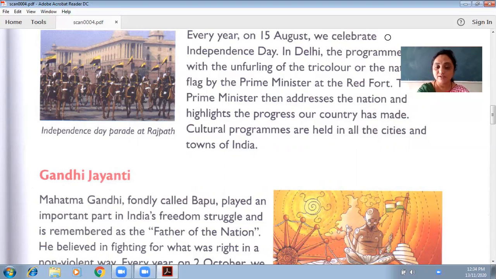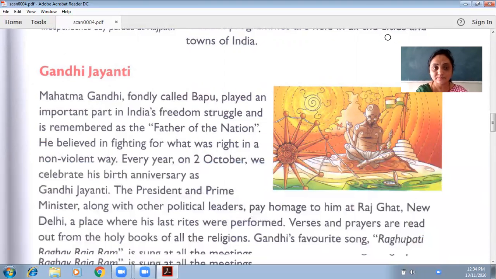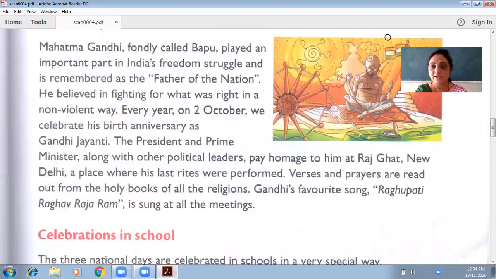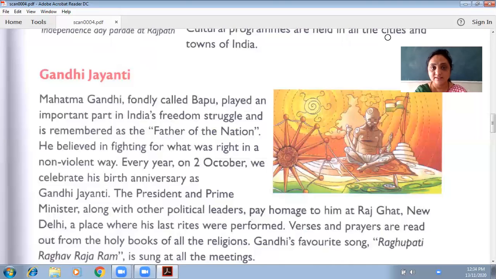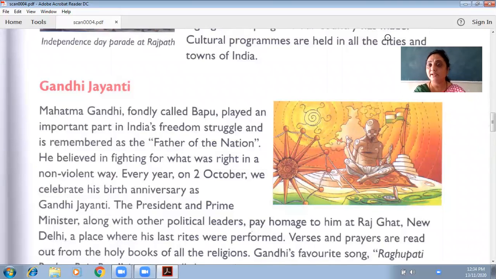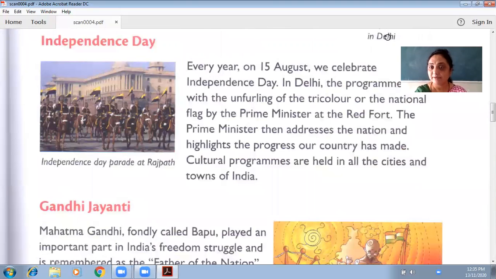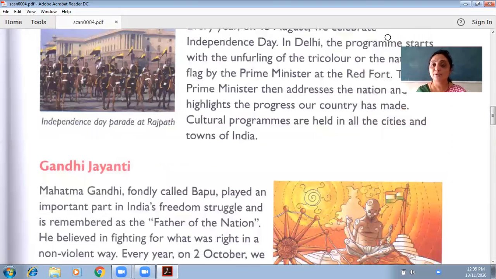Then afterwards, what are we going to celebrate? Gandhi Jayanti. That is one more important national festival. I think you have all observed the Independence Day that we celebrate in our school every year, right? This year we did not celebrate it because of the health emergency situation that we are facing, dear children. Every year we celebrate Independence Day gratefully, to give respect to the freedom fighters.